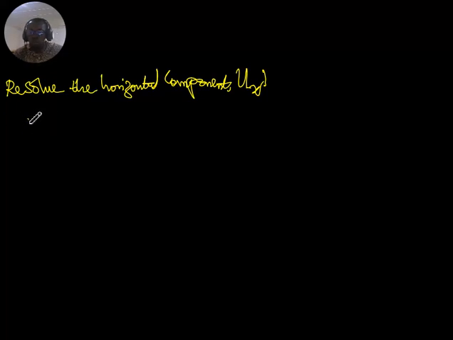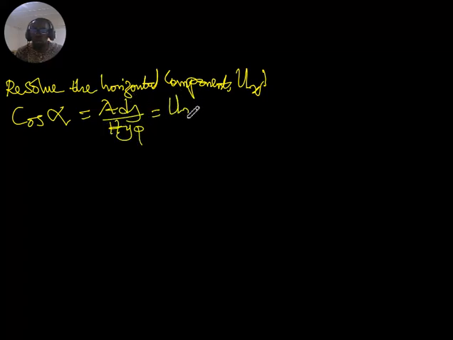Cos alpha equals adjacent over hypotenuse. Adjacent is u of x, hypotenuse is u. So make u of x the subject of formula. u of x will give you u cos alpha. Take that as equation 2.